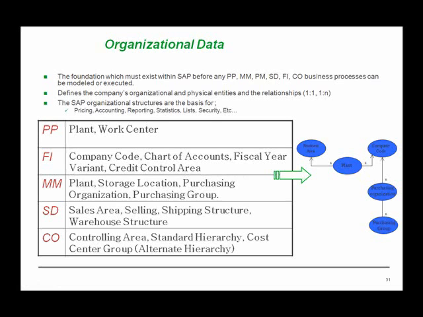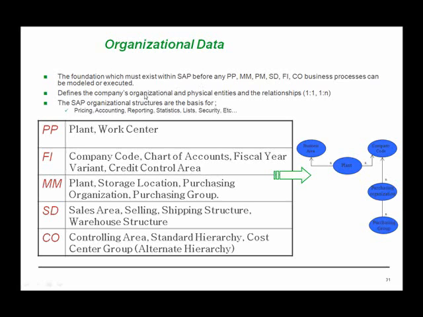So organizational data, what you want to take from this slide is every module within SAP, PP, MM, SD, FI and CO. These core modules of SAP or the base modules of SAP all have organizational structure or organizational data or organizational element that you will be configuring in the system. These are initial setup, one-time setup that you do when you implement SAP. This is the foundation that must exist before any business processes can be modeled or executed. This is the key message here. Foundation which must exist within SAP before any of these modules can be modeled or executed.